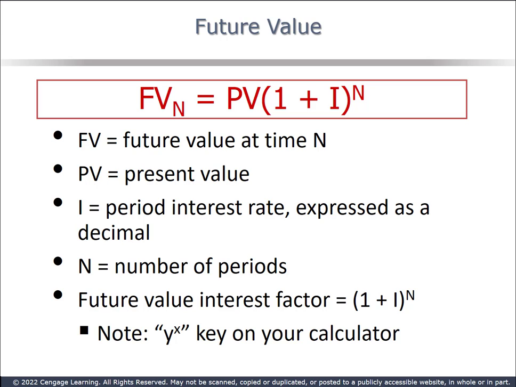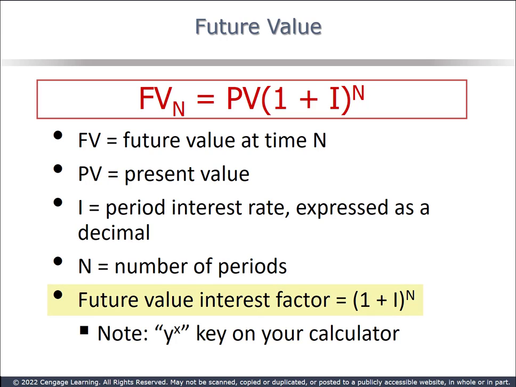We'll begin our study of TVM with future value, since it's the one that's more comfortable. This is the basic future value formula. Future value at a point in the future is the present value times 1 plus the interest rate, quantity raised to the number of periods in the future. In a formula or in Excel, the interest rate is a decimal.